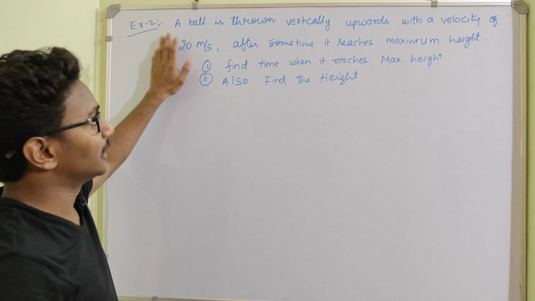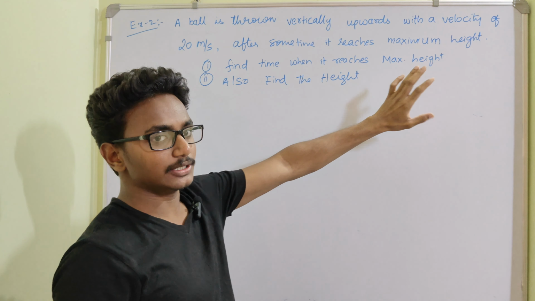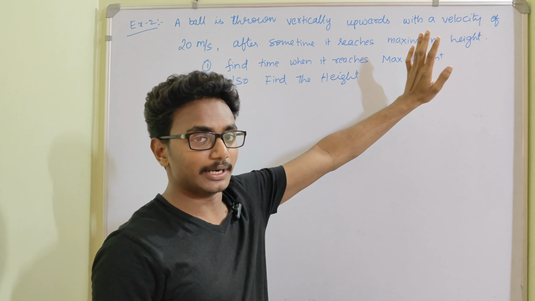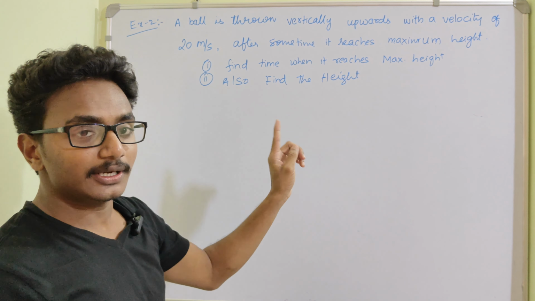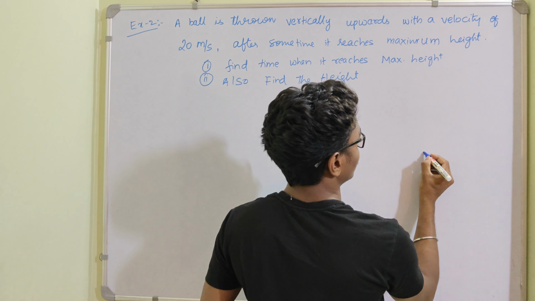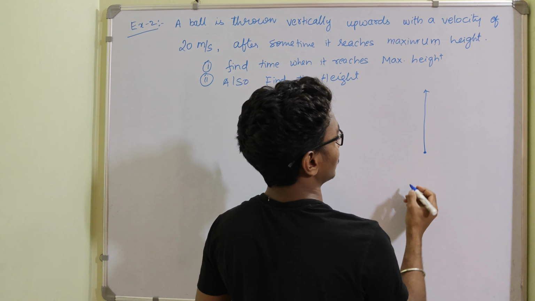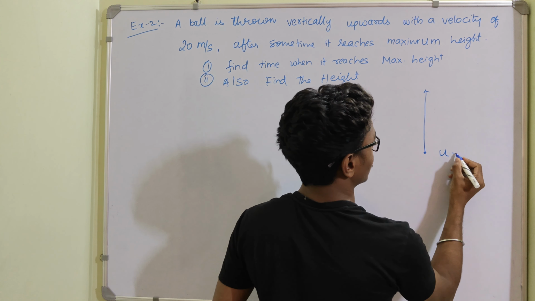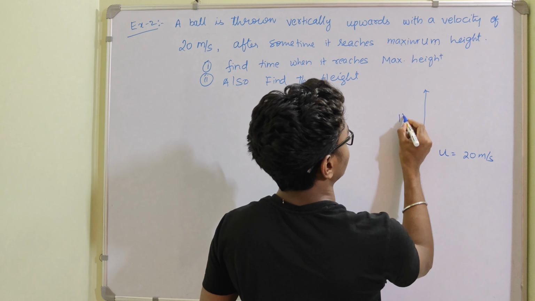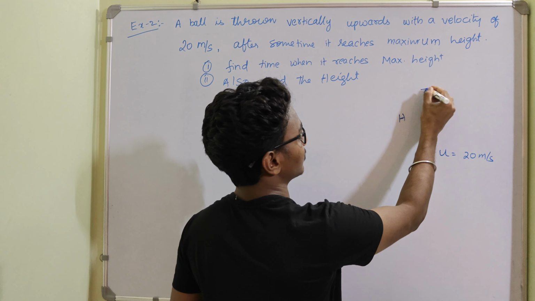Look at the second question. A ball is thrown vertically upwards with a velocity of 20 meters per second. After some time, it reaches a maximum height. Find the time when it reaches maximum height and also find the height. A ball is thrown upwards with a velocity, that means initial velocity is 20 meters per second. It reaches some maximum height, h, which is the maximum height.